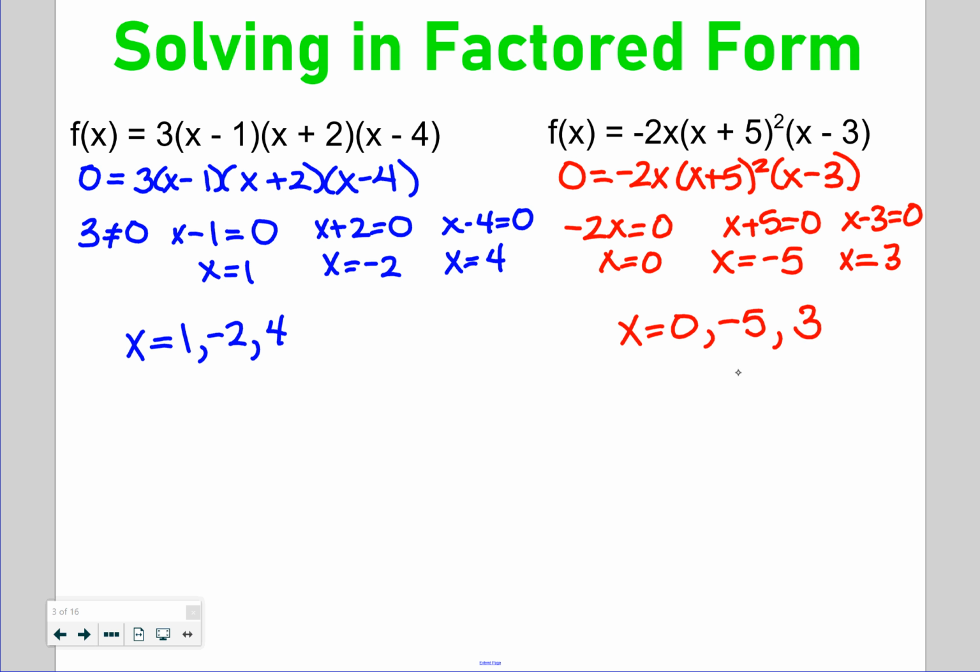Now, one thing we want to make a note of here is negative 5 is actually a solution that occurs twice. So we're going to say that it has a multiplicity of 2 because that factor was squared in the original equation. So that's going to help us later on when we do some things with graphing. When you type it in your MyMathLab, you can just type it in once, but know that the solution occurs twice.